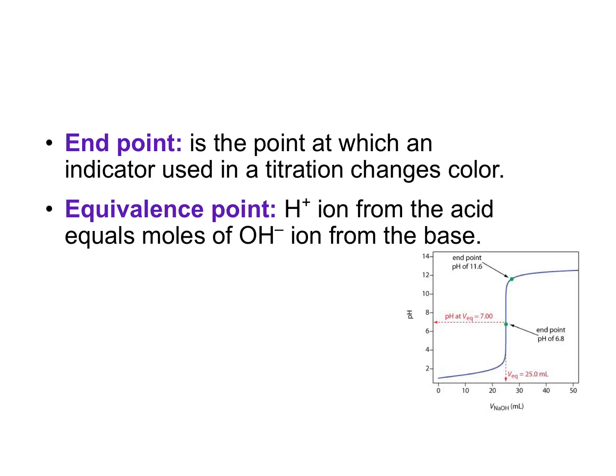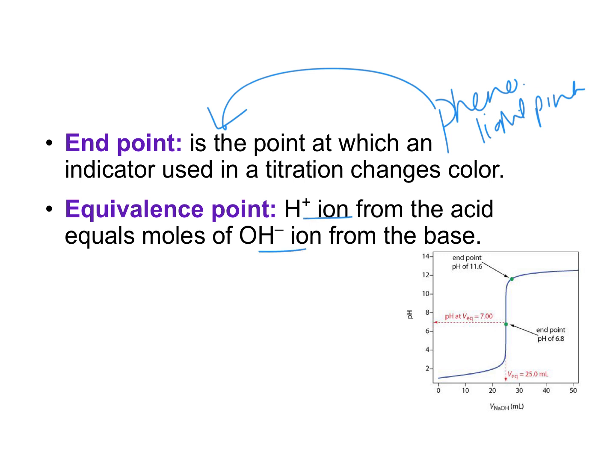We're going to go over 2 quick vocab terms. So our endpoint is the point at which the indicator used changes colors. For us, we're going to use phenolphthalein, and when it turns that light pink, that's going to be our endpoint, and that'll make a little bit more sense once we start our titrations. Our equivalence point is when we have the H plus ion from the acid and the OH minus ion from the base being equal.